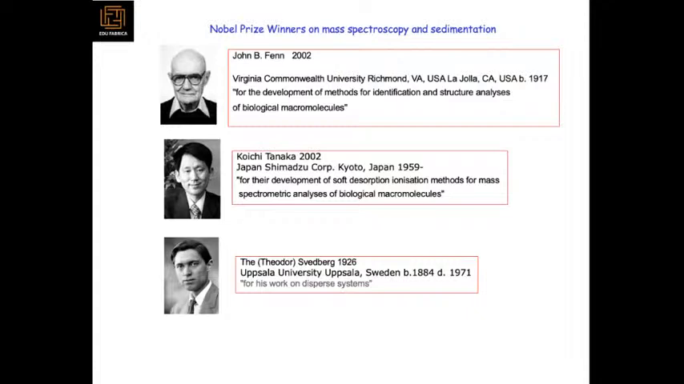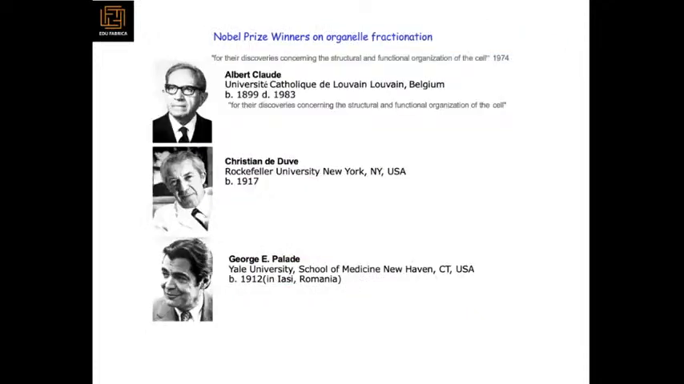Then come the Nobel Prize winners in the field of mass spectrometry and sedimentation. John B. Fenn, in 2002, identified methods for the identification and structure analysis of biological molecules. Then Koichi Tanaka from Japan found the soft desorption ionization methods for mass spectrometric analysis of biological macromolecules. Then Theodor Svedberg, for his work on dispersed systems. The Svedberg equation is famous from his name.